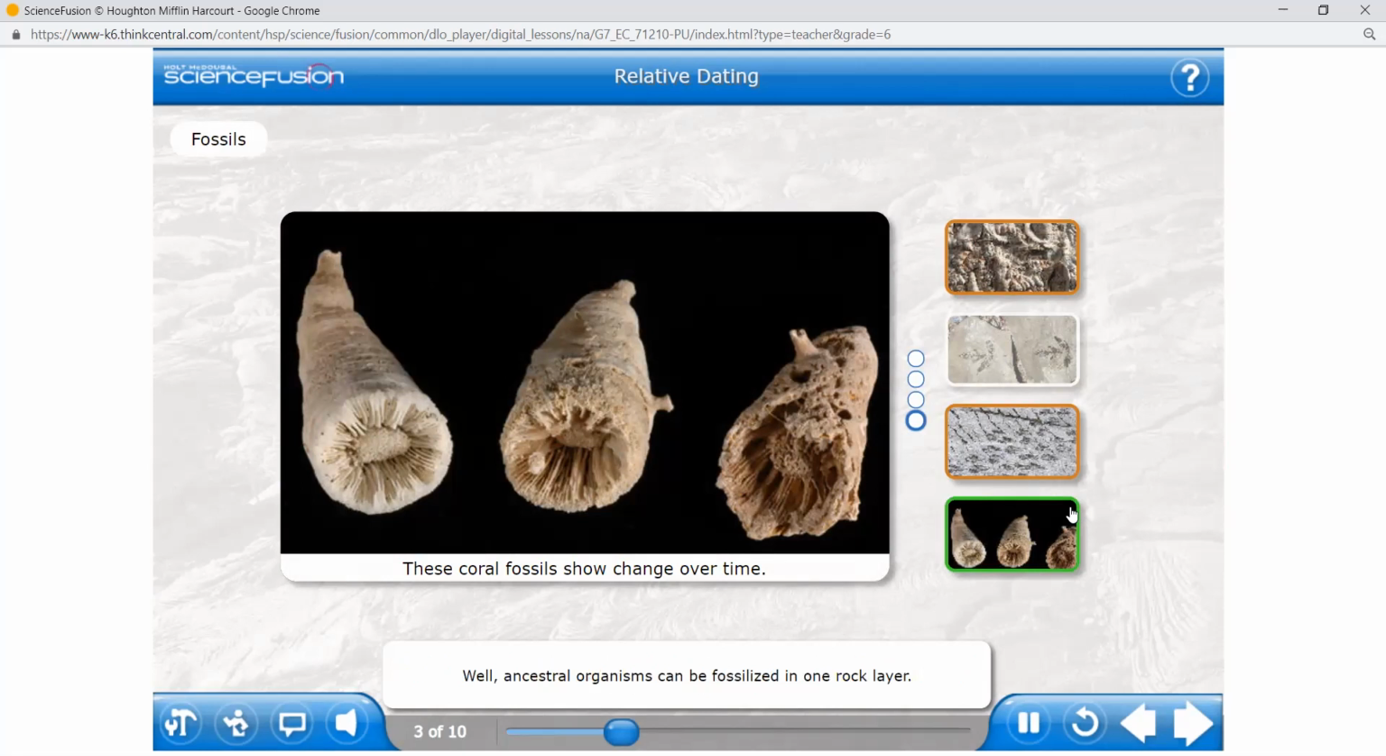Well, ancestral organisms can be fossilized in one rock layer. As time goes by and organisms change, the new organisms may become fossilized in another rock layer. In this way, fossils act like a record of the life forms that have existed on Earth.